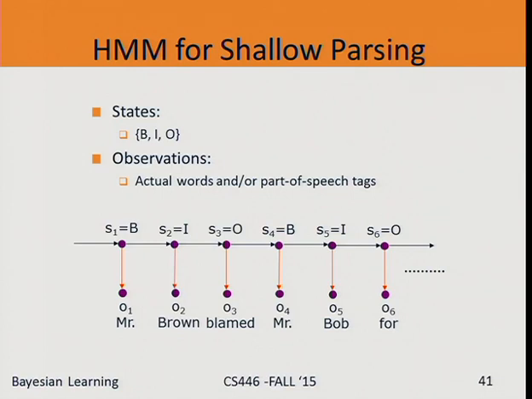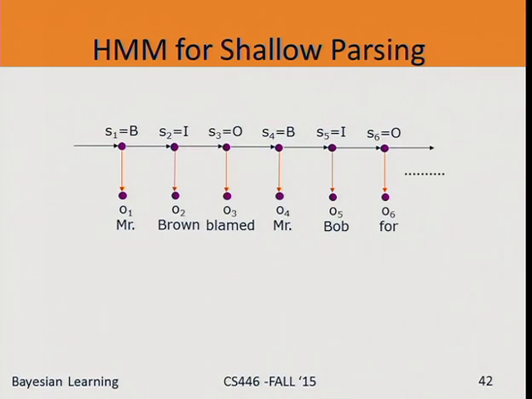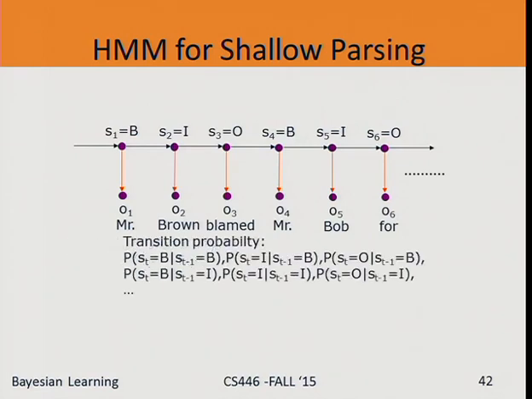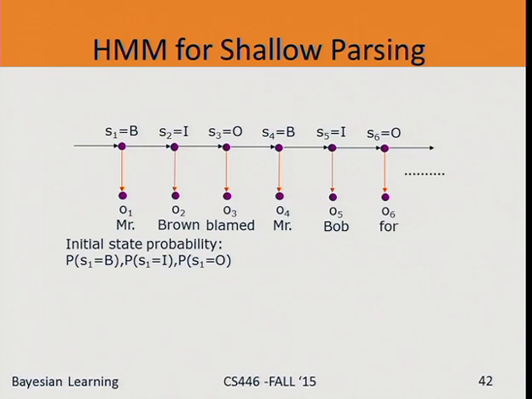So these are the hidden states. When you give me a sentence like this, my goal might be to decide what are the names here. And I can encode it as deciding what are the states among BIO. And this gives me the answer to where are the names here. Is the modeling clear? Okay, so this is really a shallow parsing problem, and the initial state probability is, where do I start?